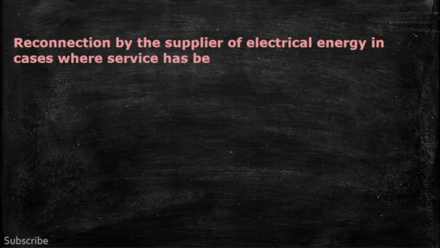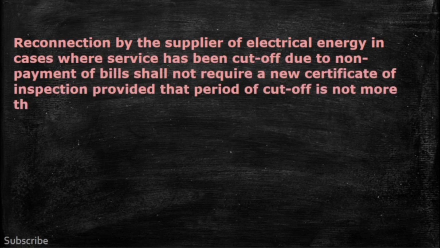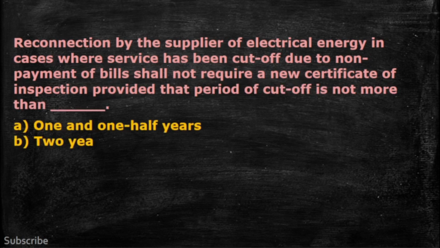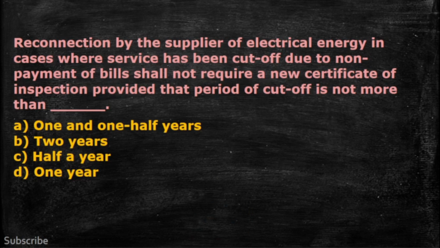Question number 12. Reconnection by the supplier of electrical energy in cases where service has been cut off due to non-payment of bills shall not require a new certificate of inspection provided that the period of cut-off is not more than blank. A. 1.5 years. B. 2 years. C. Half a year. D. 1 year. The correct answer is letter D, 1 year.